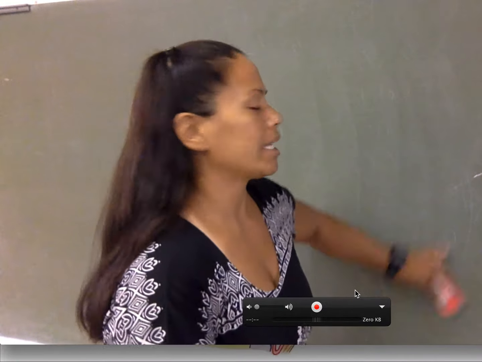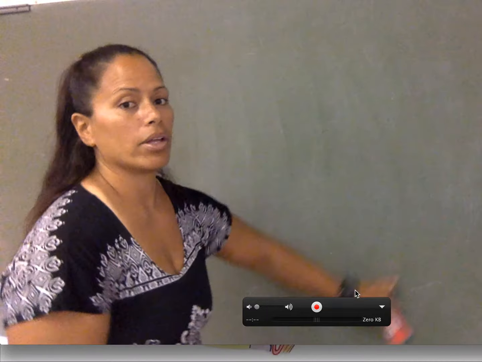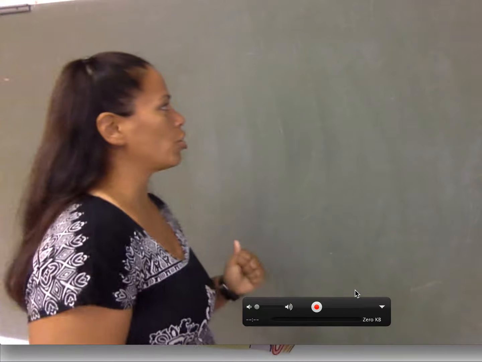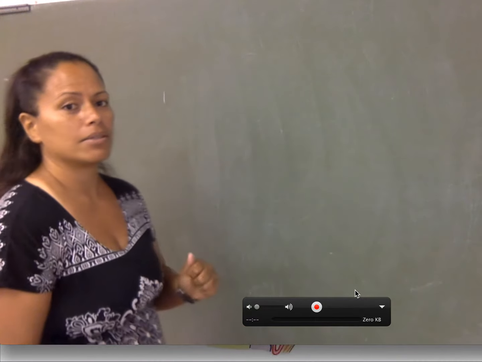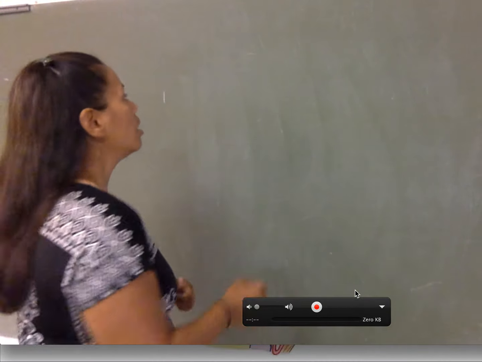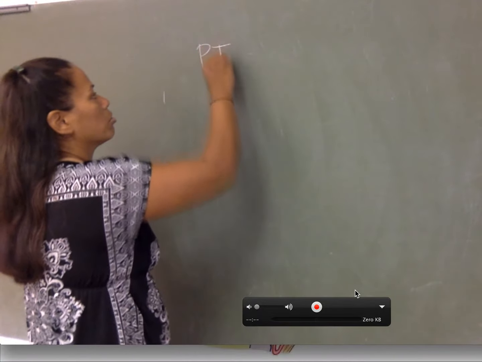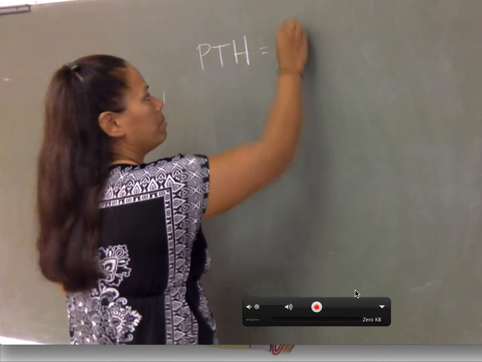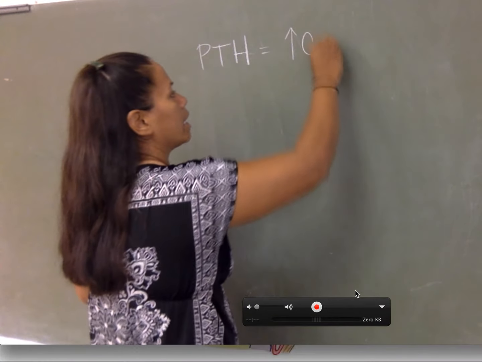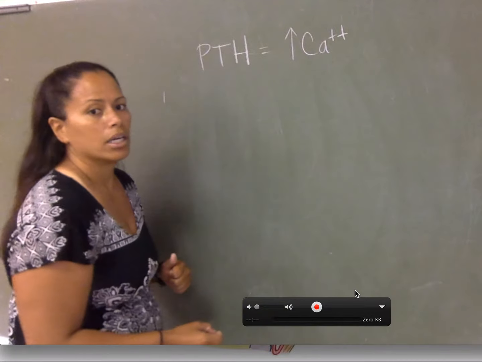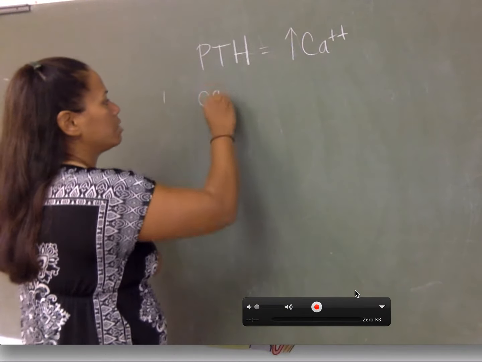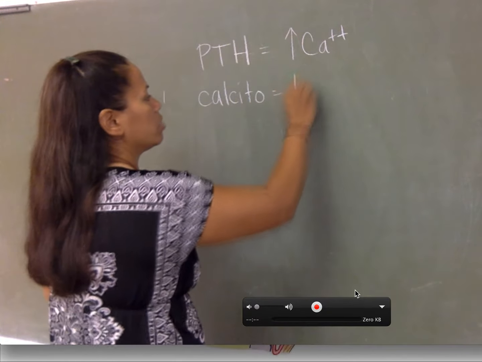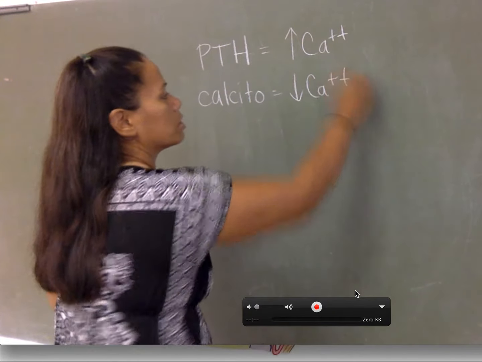Parathy makes it high, calcitonin makes it low. So parathyroid hormone, PTH, parathy makes it high. It makes blood calcium levels high. Calcitonin makes it low, so it decreases blood calcium levels.